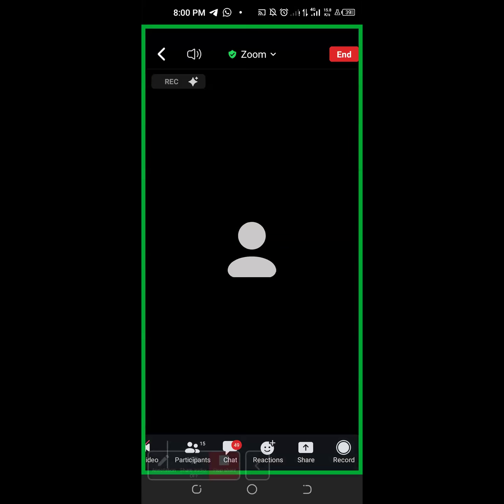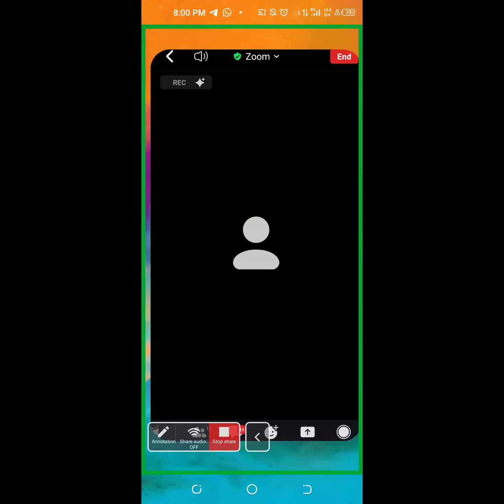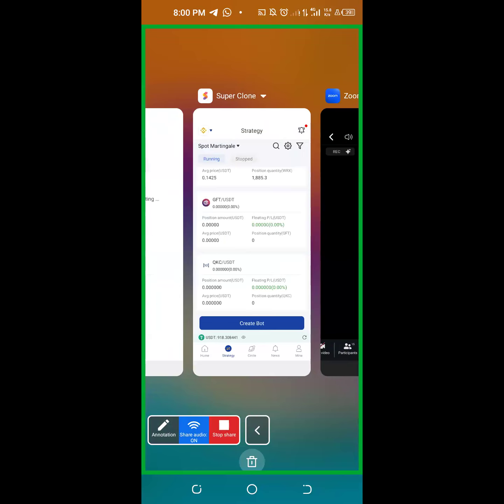It will not start immediately. It will be waiting, waiting, waiting until there is a golden cross before it starts the trade. So it's different from entering a coin when I want to start trading immediately.